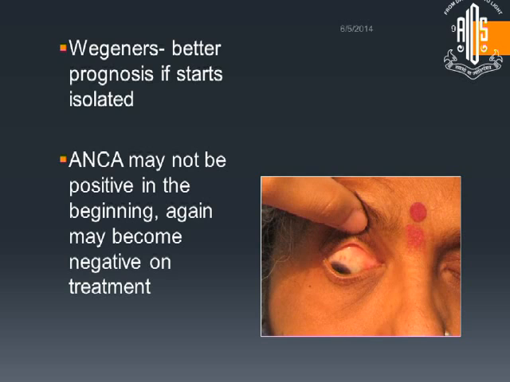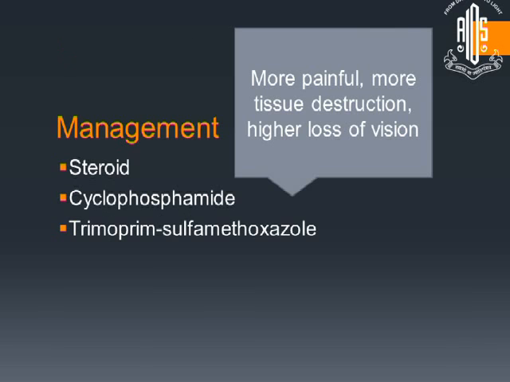ANCA may be negative in the beginning. As the disease progresses, it may become positive, and as you treat it, it may become negative again. And when you follow the patient over some time, the other manifestations such as scleritis may develop later. The hearing loss may develop later. Cyclophosphamide is very, very effective, and you're talking about a time range of treatment of about 1.5 to 2 years. So, for me, Wegener's or vasculitis means these are diseases which are more painful than the other ones. There's more tissue destruction. There's a higher incidence of loss of vision.